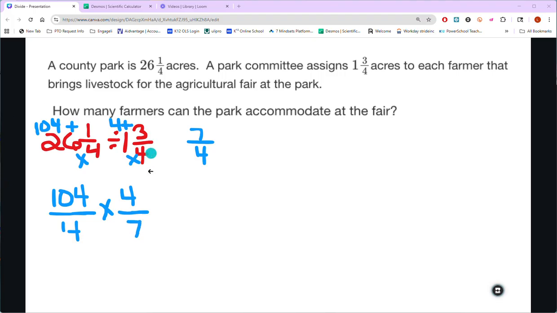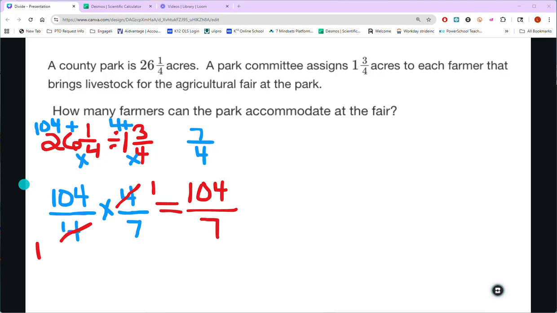So I can see here very simply that I can cross reduce. So these two numbers can be divided by the same number. It happens to be 4. So I can divide 4 by 4 and get 1, 4 by 4, get 1, and then multiply. 105 times 1 equals 105, you guessed it. 1 times 7 equals 7.